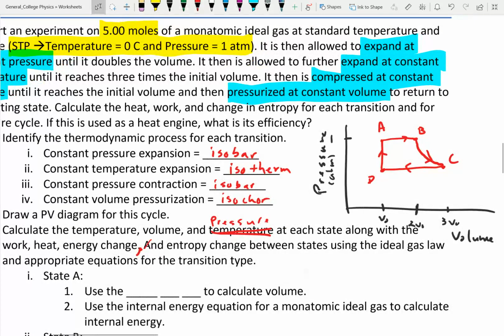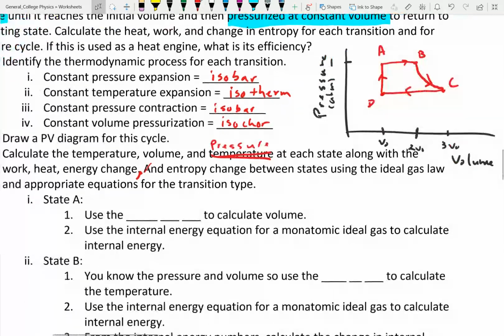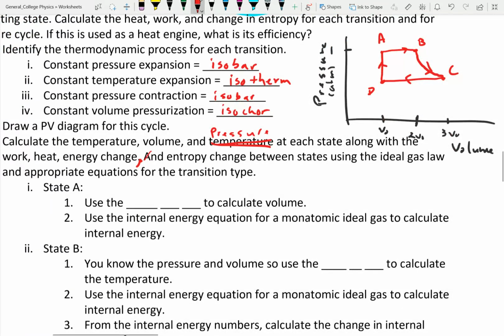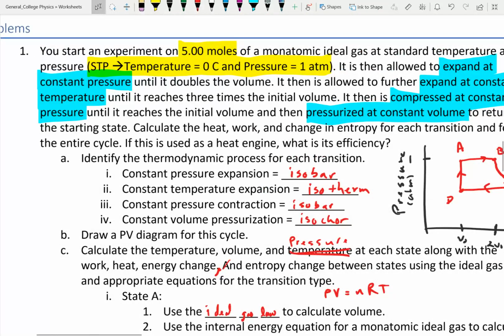So, starting the process, use the ideal gas law to calculate volume. Well, that's pretty straightforward. The ideal gas law relates PV and nRT. Now, at this point, I have to address what units I am going to use. I was given units of moles. Well, good. That's lowercase n.